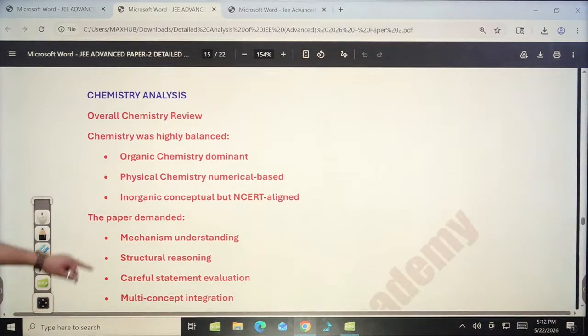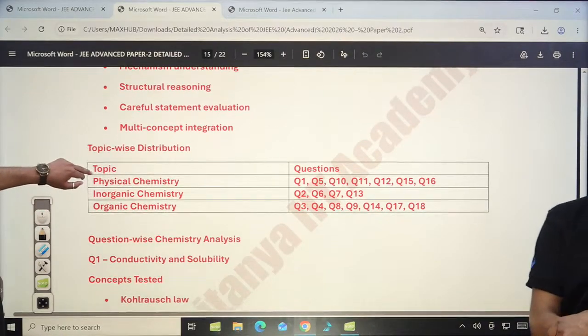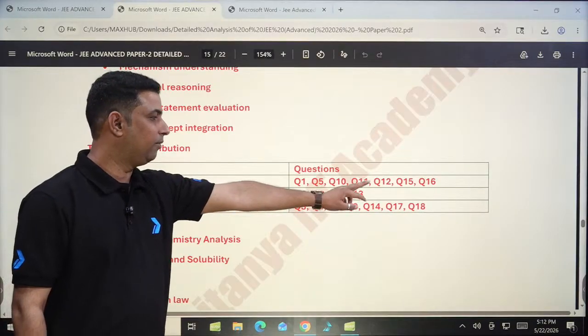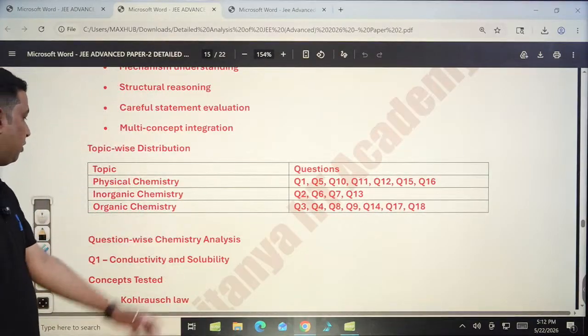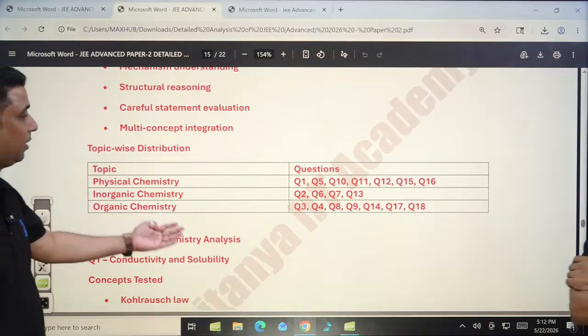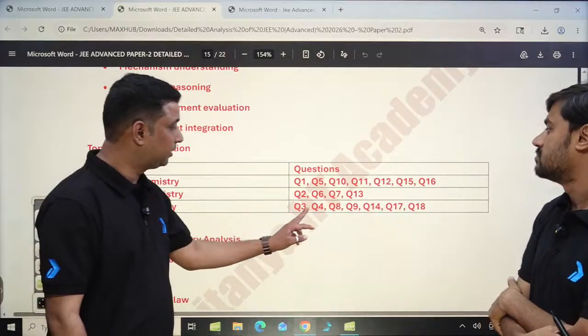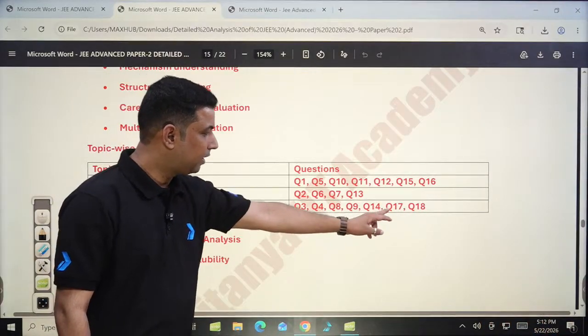And now it is chemistry. If I talk about the chemistry, physical chemistry contains question numbers 1, 5, 10, 11, 12, 15 and 16, many questions from physical chemistry. Inorganic chemistry: question numbers 2, 6, 7 and 13. Organic chemistry contains question numbers 3, 4, 8, 9, 12, 17 and 18.